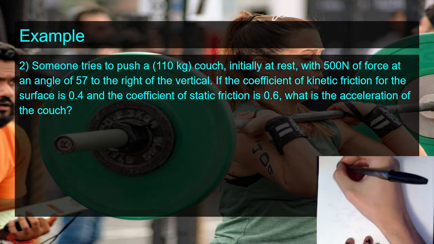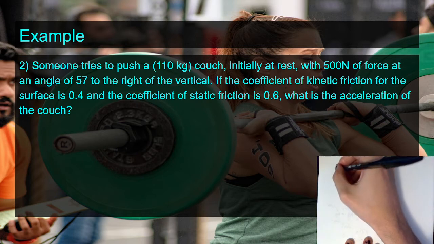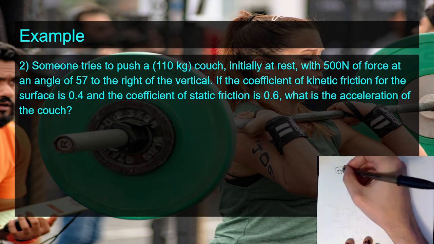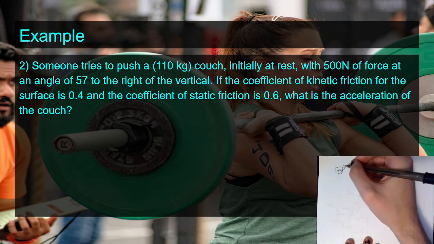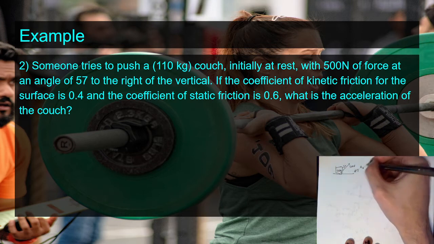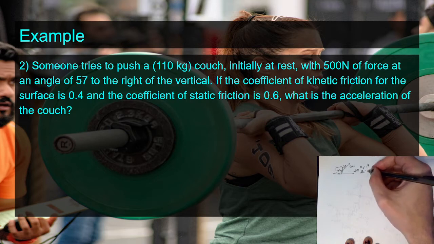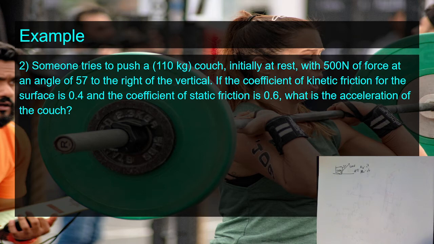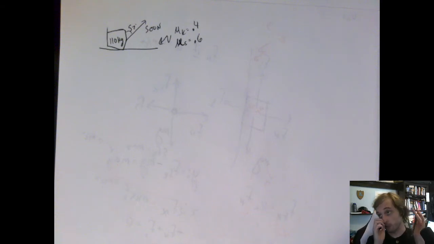All right. So we've got our object. We know that it's 110 kilos. We know that we've got a 500 Newton force that is 57 degrees to the right of the vertical. And we know that for the surface, mu k is 0.4 and mu s is 0.6. So the question is asking what the acceleration is, and we've got a couple different ways we could think about this. The first is to just dive right in, start doing all the calculations that we were doing last time and hope we're fine. I'd rather take it a little slower and make sure we get this stuff right.